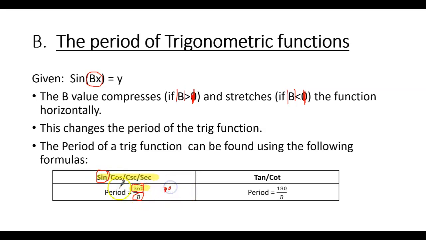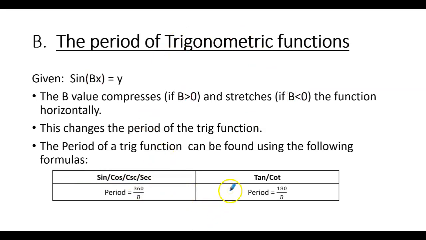Well, whenever I graphed sine of 2x, it became compressed, right? Well, if I take that 2, that's my b, and I divide that, that tells me, oh, now the period's 180, so it completes its full cycle a lot faster. Okay, so that's the idea. We're going to practice that.